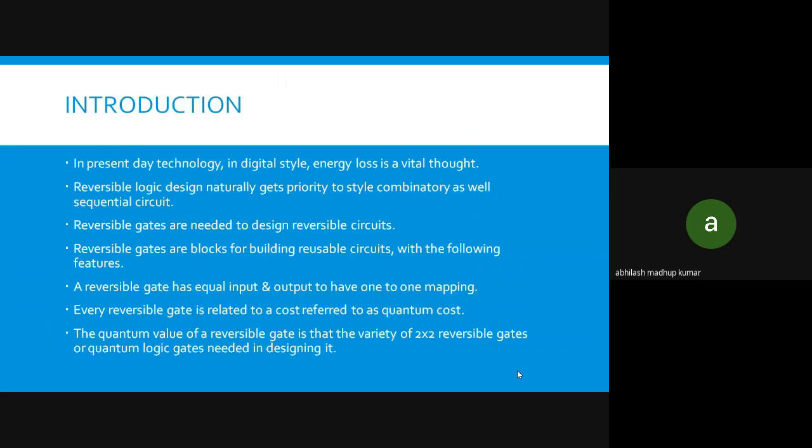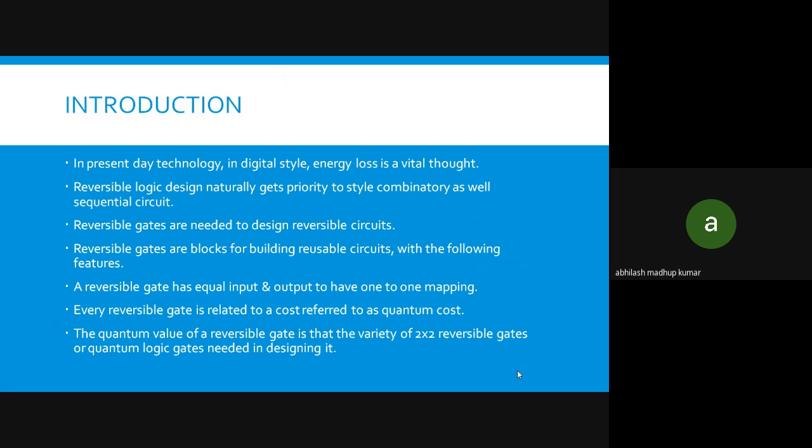Just to tell about why we chose this topic: reversible logic gates is something which we found new, which is not included in our syllabus. So we thought to prepare a research review paper on this topic.